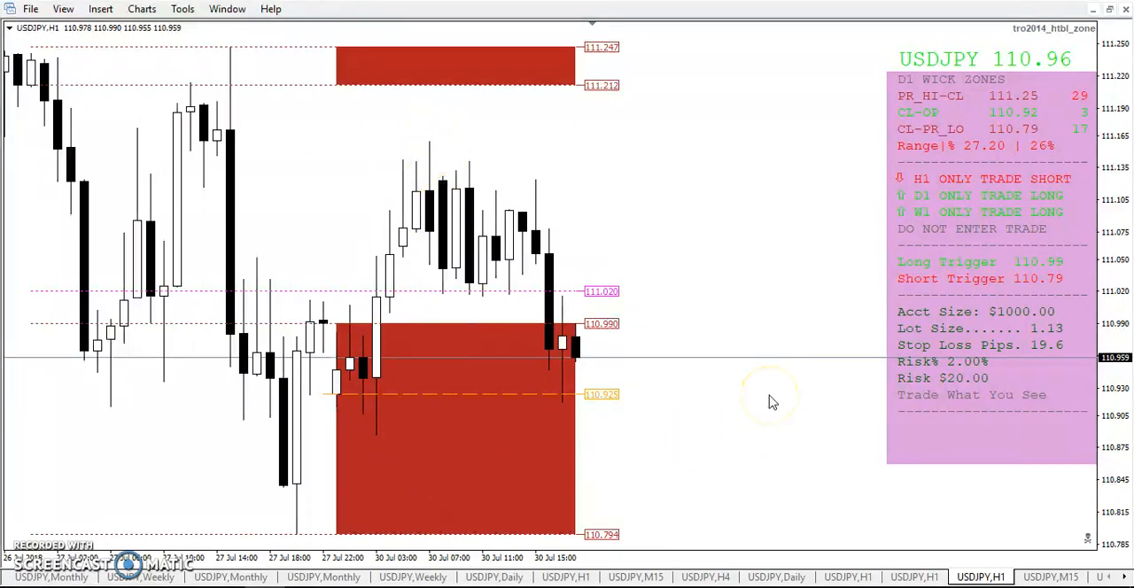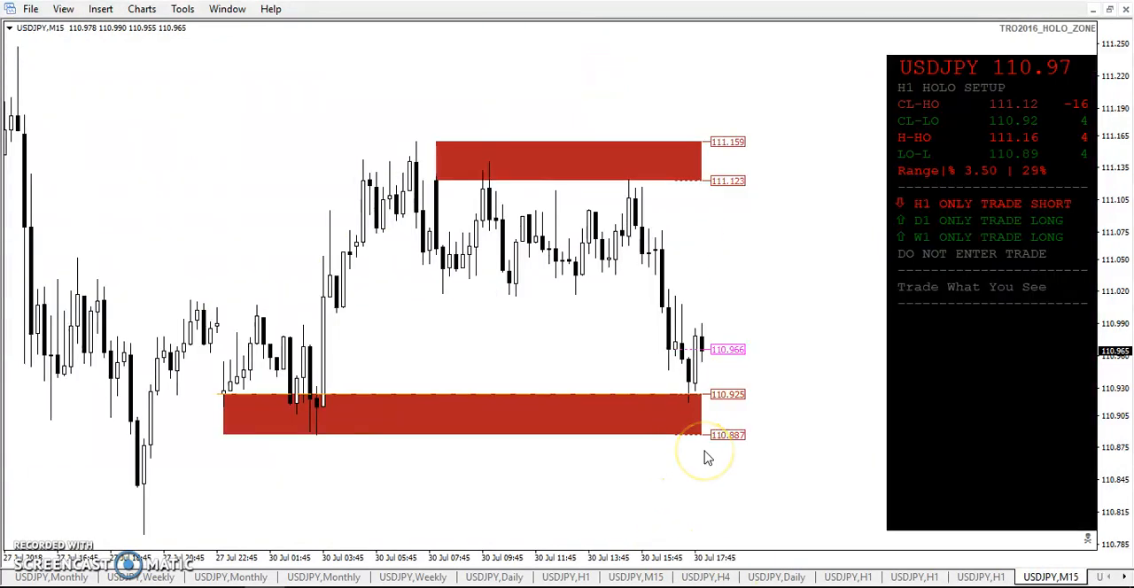Once again, we're going to risk $20 per trade. And so you have a 20, if you trade it at $1 a pip, you've got 20 pips. So 110.99, 110.79. See, there's 20 pips. If you went long here, you had some drawdown, but then you had an opportunity to exit. So that's another way to trade to make money.